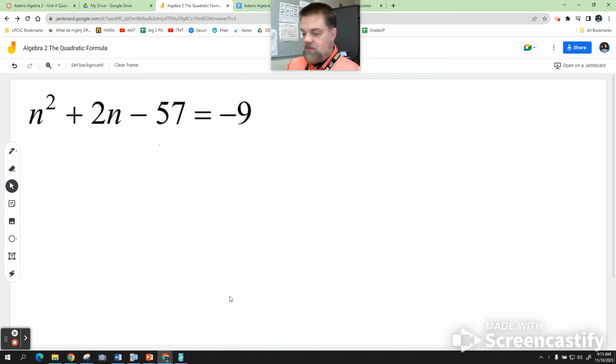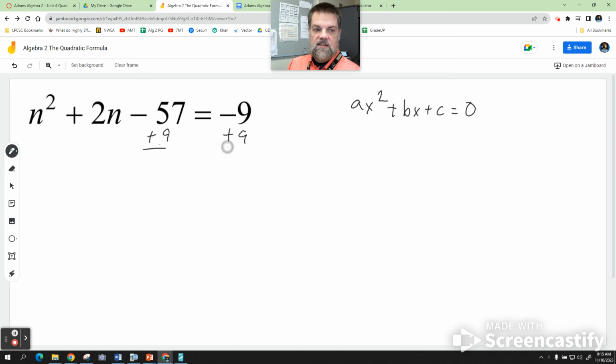All right. So remember what we want to do for all of these problems, we want to set them equal to 0. They got to look like this, right? They got to look like ax squared plus bx plus c equals 0. So that means I'm going to add 9 to both sides. All right. So when I do that, I get n squared plus 2n. What's negative 57 plus 9?